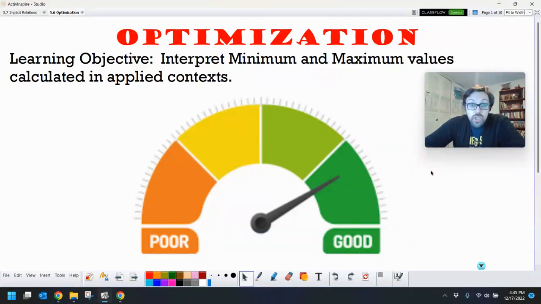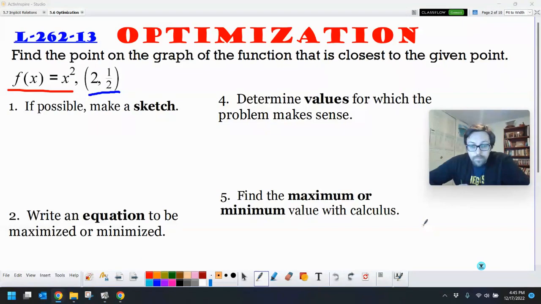Hello, in this video, we're going to be talking about optimization, which means we're trying to use our knowledge of minimum and maximum values and apply them to contextual problems. There are a series of steps that we can follow in order to make this process a little bit easier.